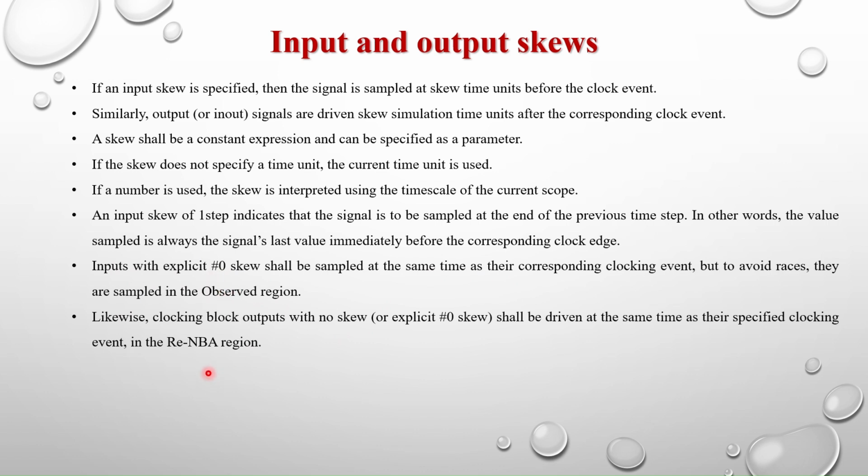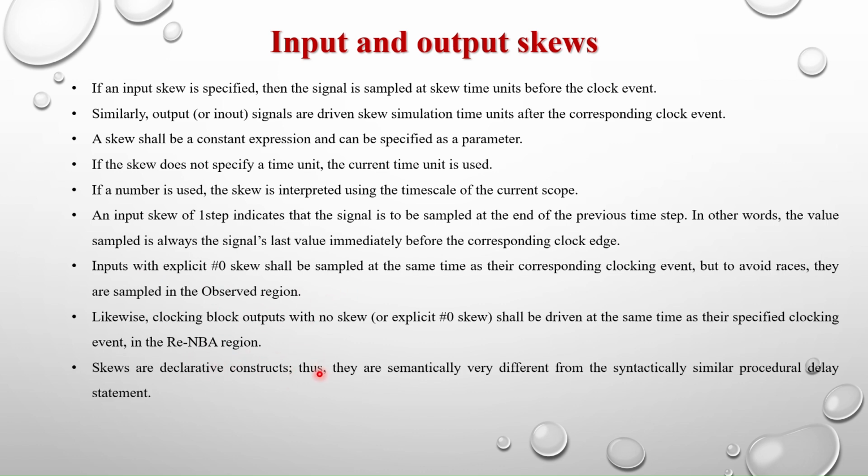Similarly, if you provide the explicit #0 skew for the outputs, then the signal will be driven at the same time as the specified clocking event. Here also, if you are having the posedge clock, then your signal will be driven at posedge clock only when you provide the #0 skew for outputs. But to avoid the race, it will be driven in the re-NBA region. So this is one thing. For inputs it will be sampled in the observed region. For outputs it will be driven in the re-NBA region.